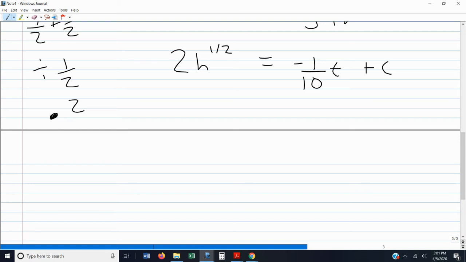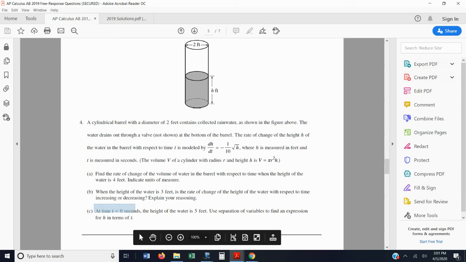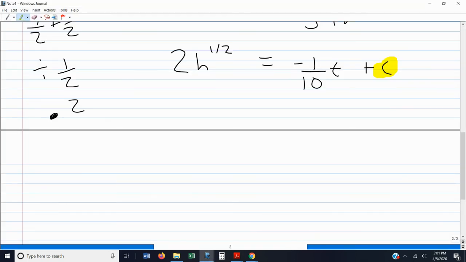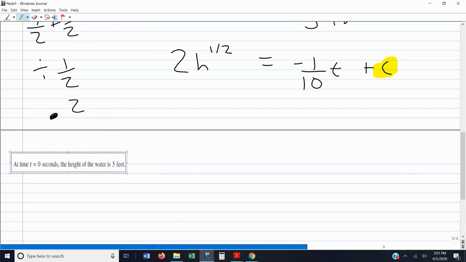The third point is going to be figuring out what the constant is. And on this question, they told you at time 0, the height is 5. So that is our initial condition. So it says the height is 5. So that is our h.